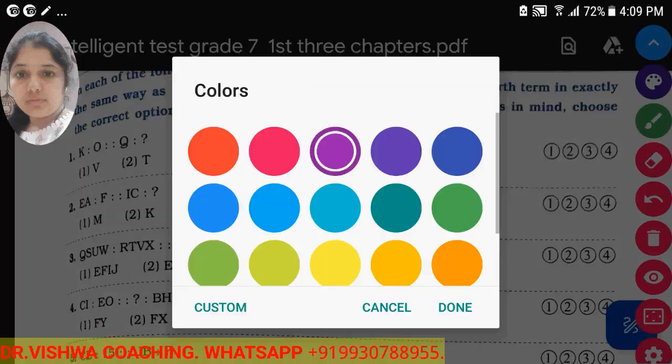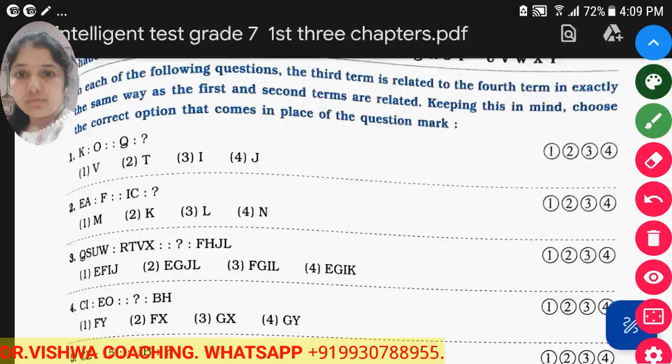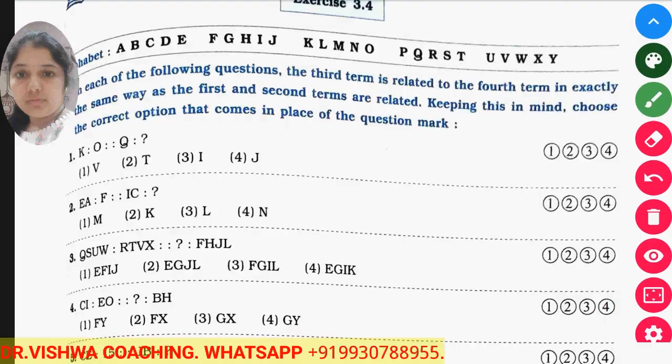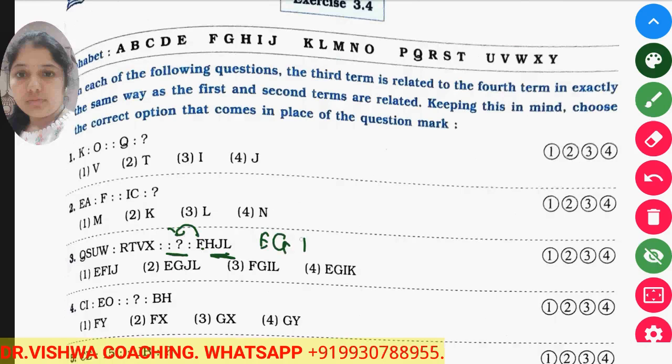Now see the third one. Q S U W is related to R T V X. Like OPQR, we say ST means successive letters are there, UVWX. Here you have to find the first group, and the second group is given to you. So you have to move backward. Which letter comes before F? E. Which letter comes before H? G. Which letter comes before J? I. Which letter comes before L? K. So this is your answer: E, G, I, K. Where is it? Option number 4. Okay, understood?